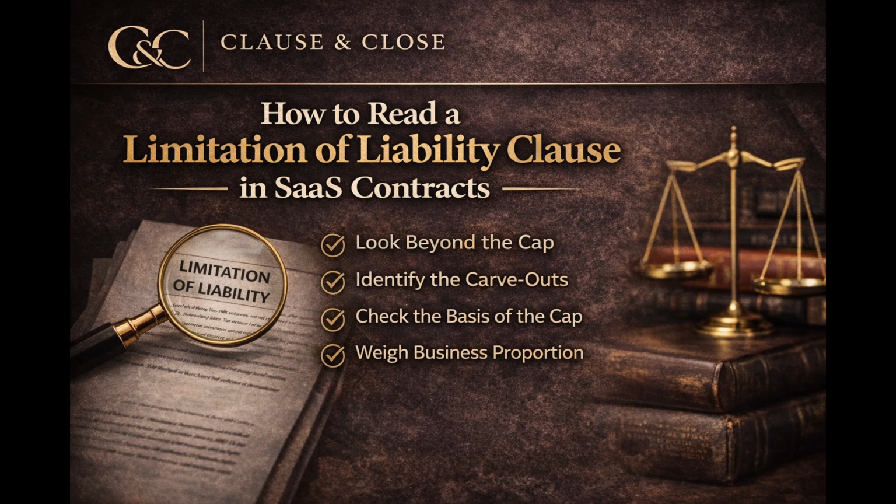Then comes the second issue, and this is where many people make mistakes. The cap amount means very little if you do not also read the carve-outs. This is one of the most important points in the entire clause. A carve-out is an exception. It identifies categories of claims or conduct that are not subject to the general cap, or are subject to a different, often higher cap. Typical carve-outs may include confidentiality breaches, intellectual property infringements, data protection violations, fraud, willful misconduct, and sometimes gross negligence.